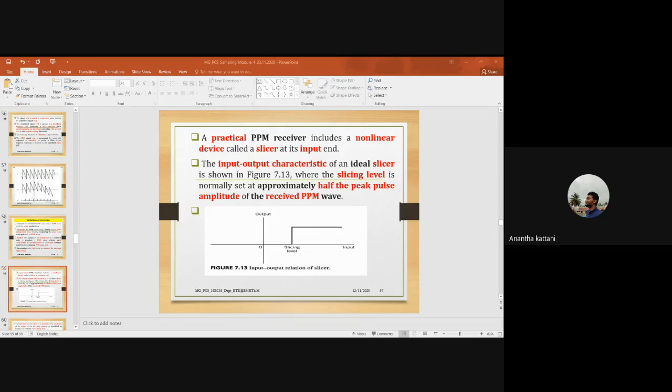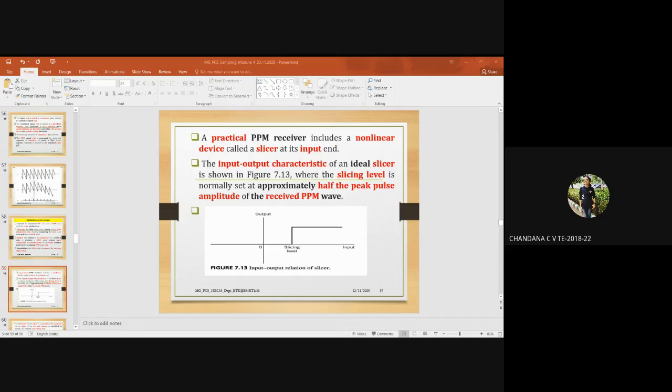Yes, sir. Yes, sir. Chandana, can you tell the importance of the slicer circuit in the PPM receiver? What will the slicer circuit do?